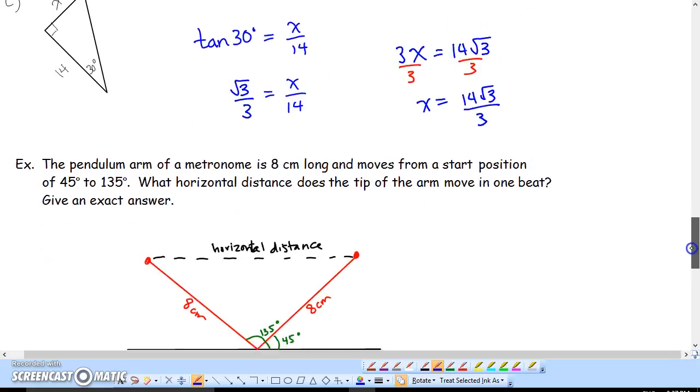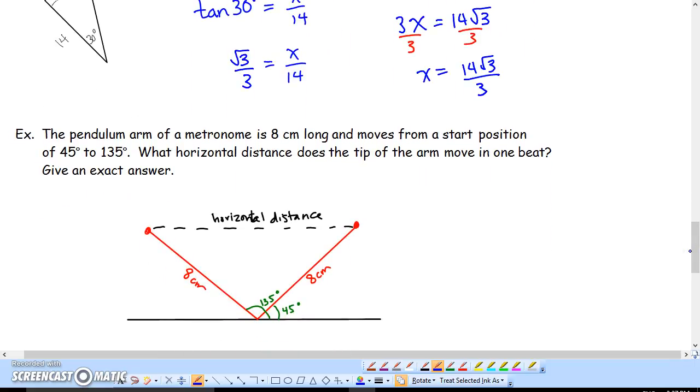All right. There's word problems we can do. We have a pendulum arm of a metronome. It is 8 centimeters long, moves from start position of 45 to 135. So 135 minus 45 gives us this angle of a good old 90 degrees. Those are both the same length, 8 and 8, so we have a 45, 45, 90-degree triangle. So now we know we can work in exact values because I've created one of the two special triangles.